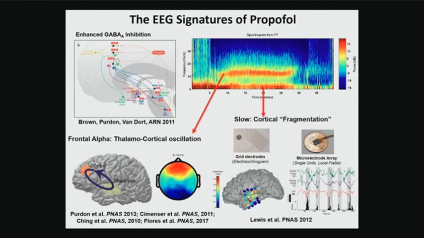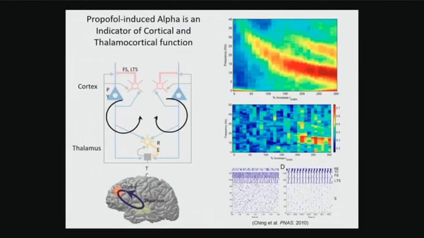I don't have time to get into this, but the slow oscillation is essentially an alternating on and off state where there are periods of prolonged cortical silence, and that, we think, contributes significantly to the unconscious state. Don't have time for that, but that's for another time. So at the end of the day, what I'm trying to say is that you could think of this propofol-induced alpha wave as an indicator of both cortical and thalamocortical function, okay? So now, what happens in the developing brain?